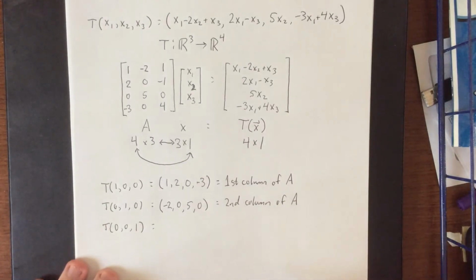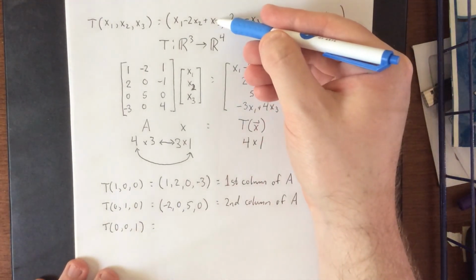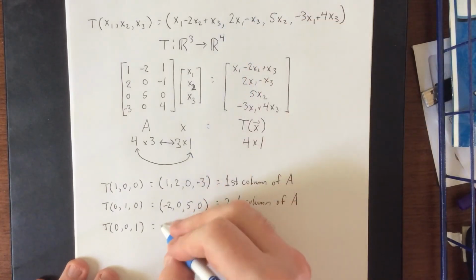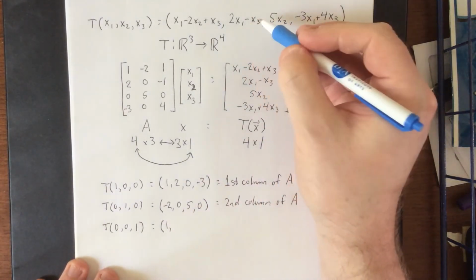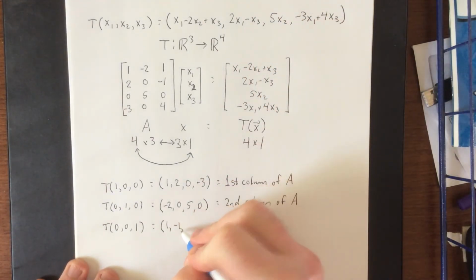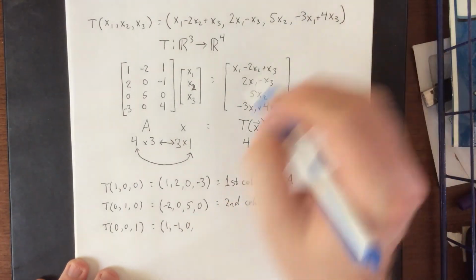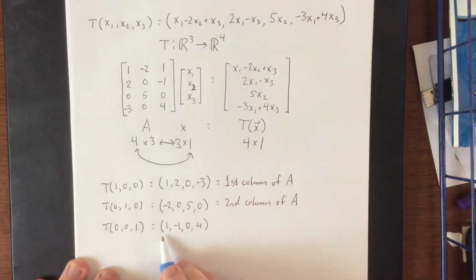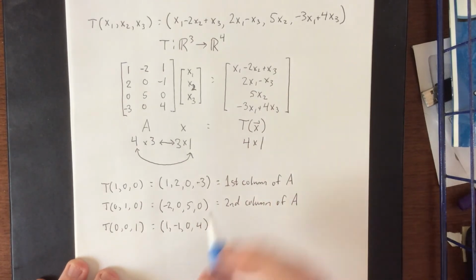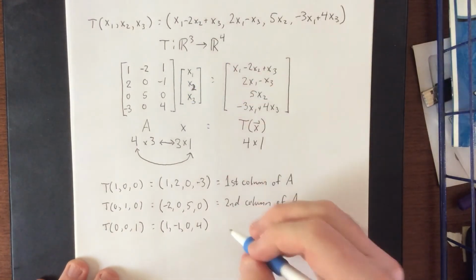And for 0, 0, 1, that's plugging in 0 for x1 and x2, and then plugging in 1 for x3. In the first entry, we'll get a 1. In the second entry, negative 1. In the third entry, there is no x3 there, so that'll be 0. And in the fourth entry, we'll get 4. 1, negative 1, 0, 4 happens to be the third column of A.